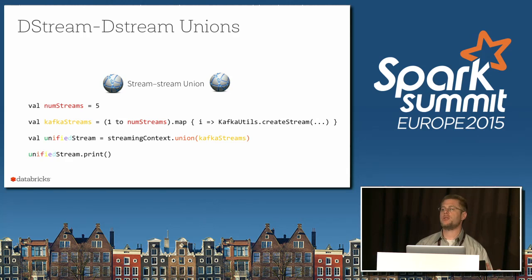So in the older Kafka model, I mentioned Kafka Direct. Prior to Kafka Direct, in the older Kafka receiving model, we used a receiver for each Kafka topic. And if we wanted to have parallelism there, we needed to have more than one Kafka receiver. So you could do something like this. You could say, I'm going to have 5 of these Kafka streams. This is Scala code here. I'm going to create 5 different Kafka streams, and I'm going to union all of them.